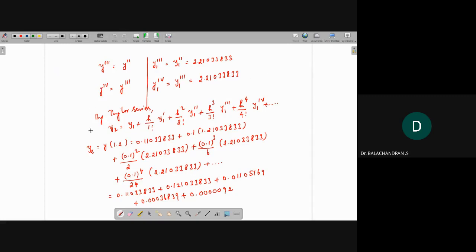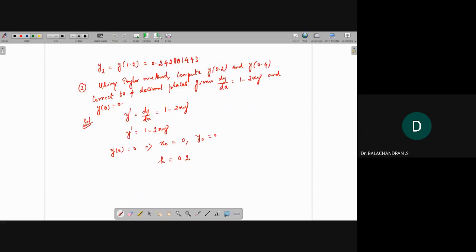Next, you need to substitute n equal to 1 in the given formula. So you'll get y2 equal to y1 plus h by 1 factorial y1 dash and so on. So y2 equal to y of x2, and x2 is 1.2. Here you should know the values of h and y1, y1 dash, y1 double dash. Everything we just found out, you should substitute in the formula and, using the calculator, do it carefully and get the answer.